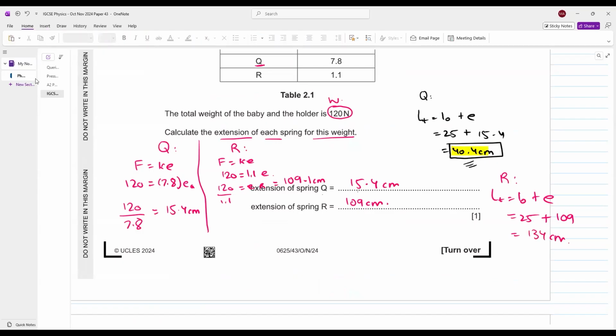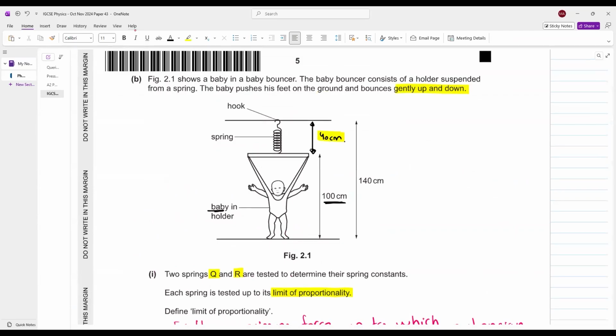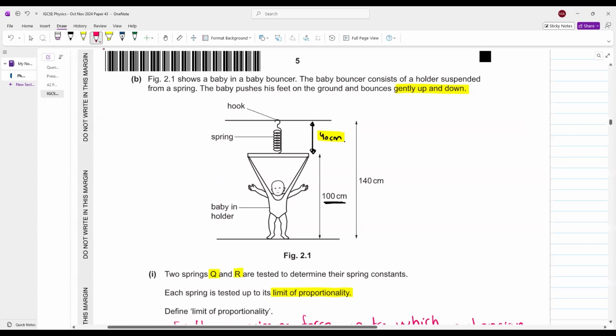If you use spring R, see what kind of diagram it makes. It will be a spring of 134 centimeter. Let me draw it here on the side. If you use spring R, your spring will be 134 centimeter and your baby will come down like this. It will get crushed by the ground. So you don't want such a large spring. You want a spring that has a total length of approximately 40 centimeter.